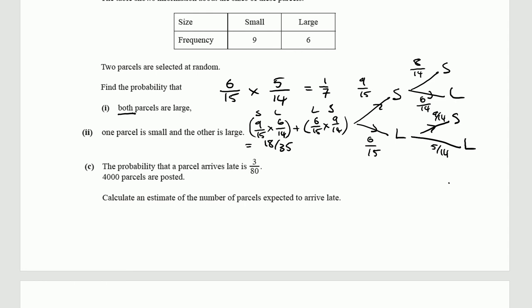The probability that a parcel arrives late is 3 out of 80, and 4,000 parcels are posted. We want to estimate how many are expected to arrive late. Well, we expect a parcel to arrive late 3/80ths of the time. 3/80ths of those 4,000 times. So I times those together. And I would therefore expect 150 parcels to arrive late.